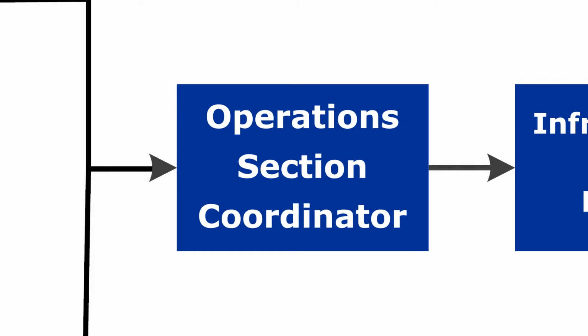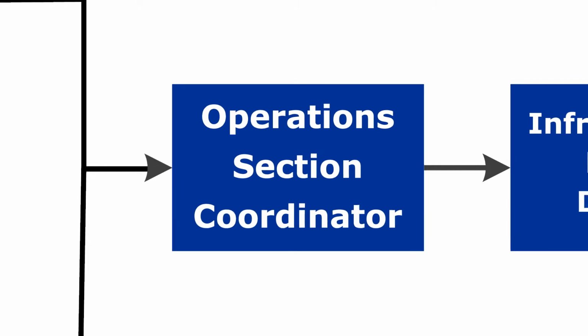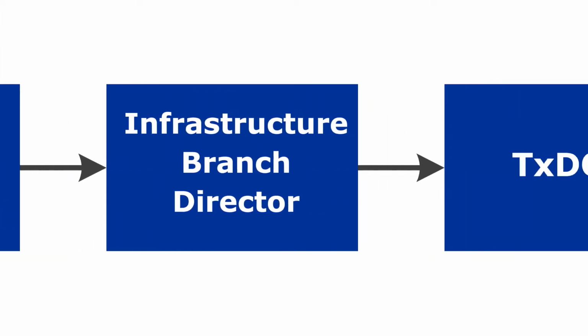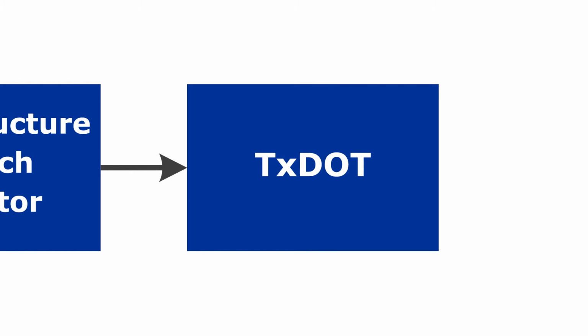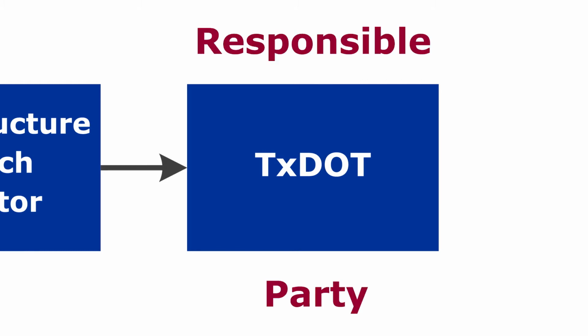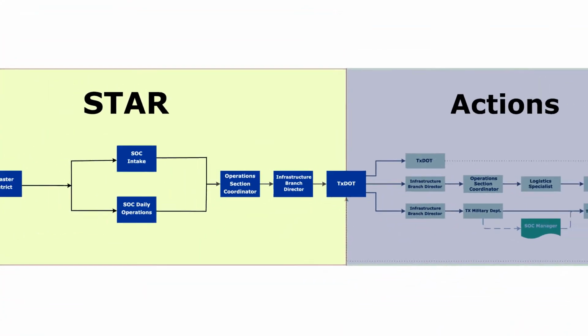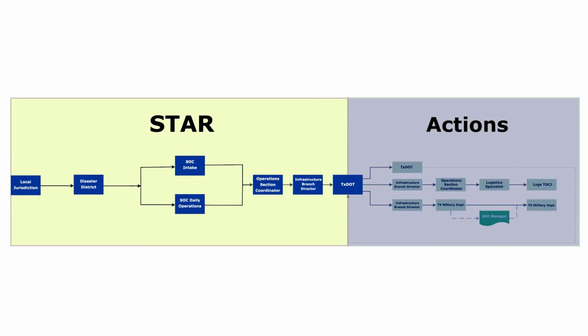The Operations Section Coordinator determines that this request is routed to the Infrastructure Branch Director. Infrastructure sends the S.T.A.R. to the Texas Department of Transportation. TxDOT will be the responsible party for our example sandbag S.T.A.R. However, TxDOT is not always the responsible party for every sandbag request. We are ready to move out of the request phase of a S.T.A.R. and into the action phase.